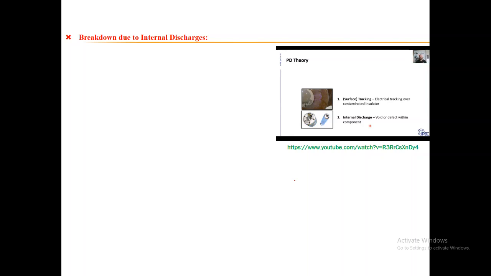Surface tracking is most commonly probably found inside cable terminations, but it can of course occur on bushings and any other place where there's a high voltage and then a neighboring open surface. Internal discharge can occur anywhere inside cable terminations, if they're solid terminations, inside the end of cables, inside circuit breakers, inside CTs, VTs, so all different components of the equipment.